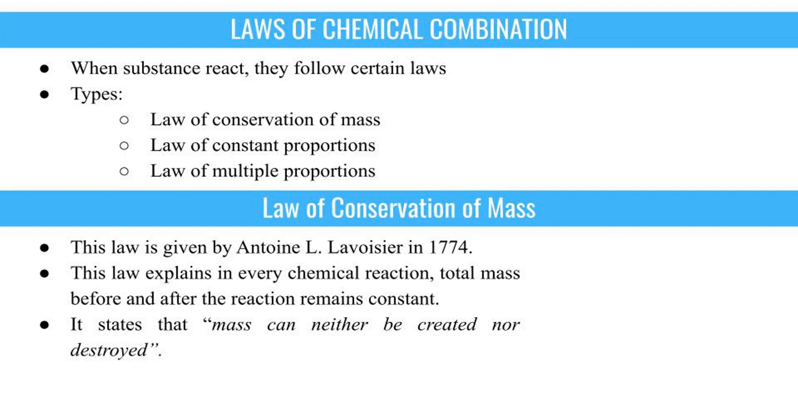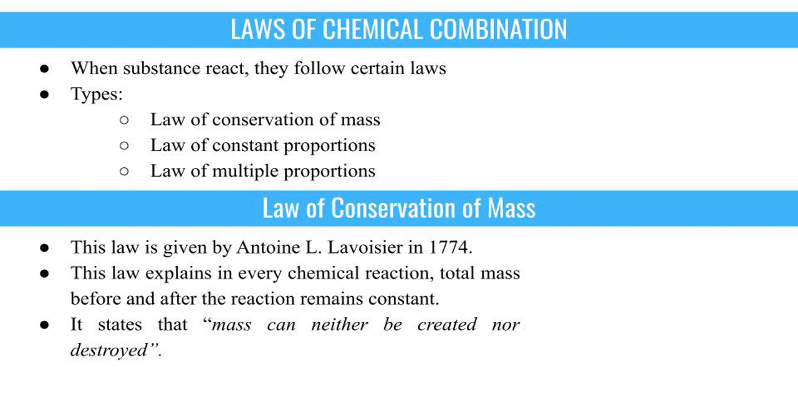When substances react, they follow certain laws of chemical combination. There are 5 laws of chemical combination, out of which we will be studying only 3 laws in Class 9. They are the law of conservation of mass, the law of constant proportions, and the law of multiple proportions. Law of conservation of mass.